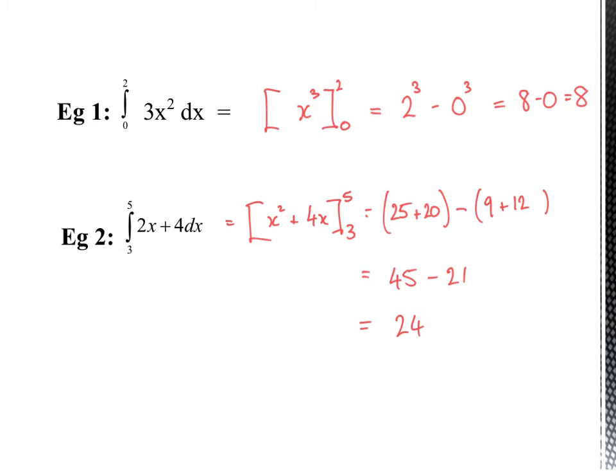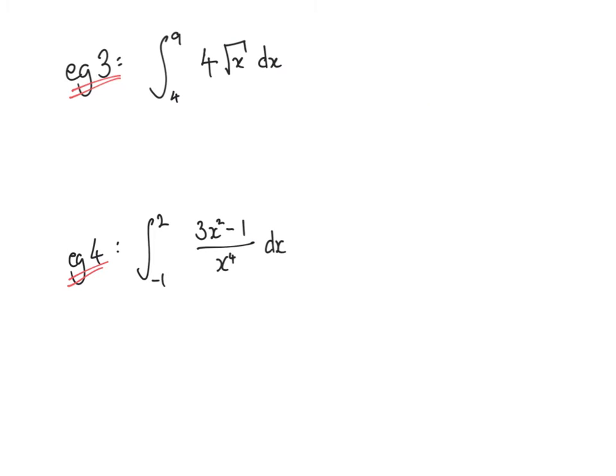Okay. So again, things to watch out for. Here's our limits. This is what we're integrating. We only put squared brackets in once we've done the integration. Keep the limits, this time they're on the right hand side of the brackets, and then fill them in and subtract.